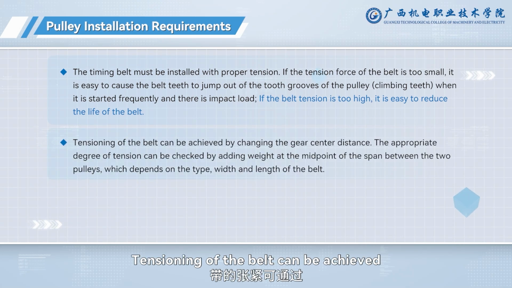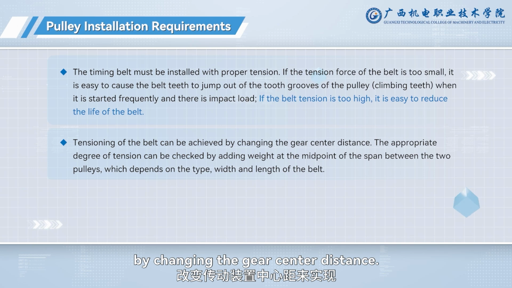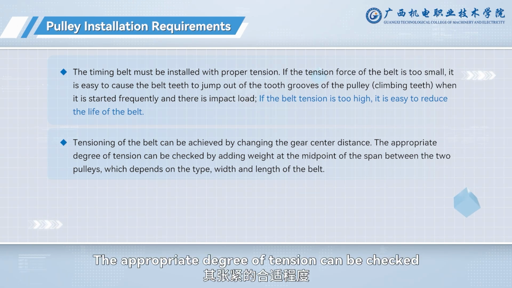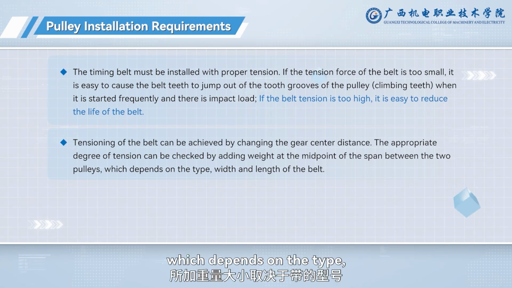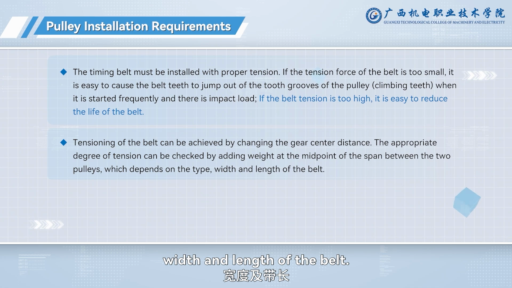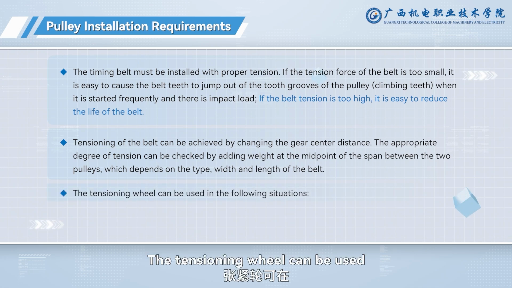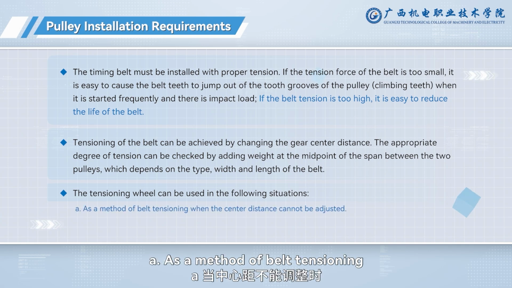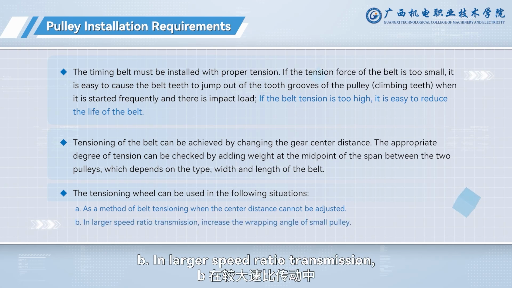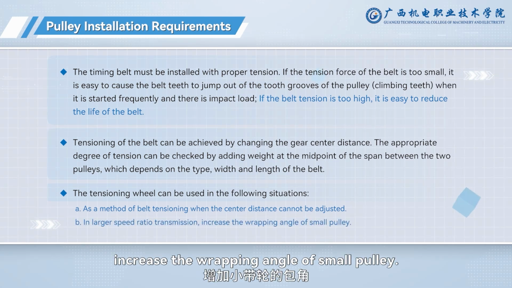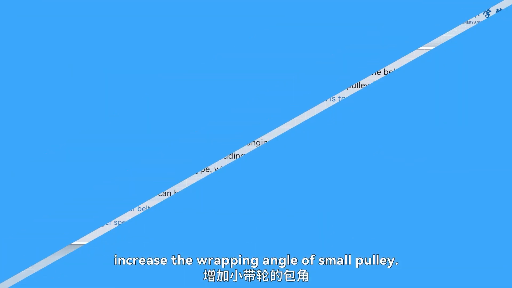Tensioning of the belt can be achieved by changing the gear center distance. The appropriate degree of tension can be checked by adding weight at the midpoint of the span between the two pulleys, which depends on the type, width, and length of the belt. The tensioning wheel can be used in the following situations. A. As a method of belt tensioning when the center distance cannot be adjusted. B. In larger speed ratio transmission, increase the wrapping angle of small pulley.